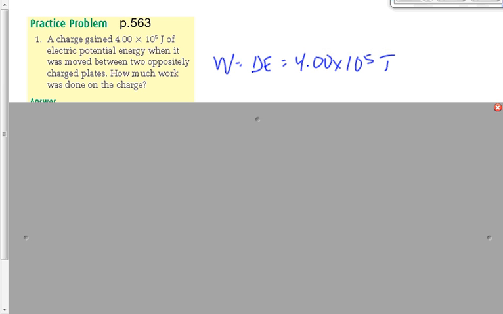If you remember that definition. If you remember that work is delta E. If you don't, then this isn't easy. If you remember W is equal to delta E, then you can't make a mistake on this.